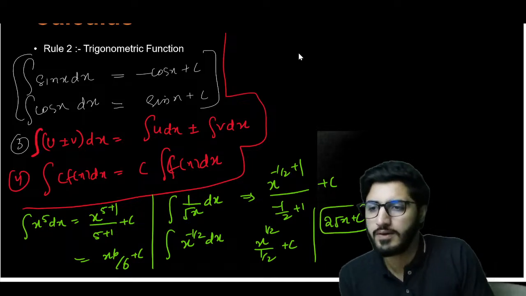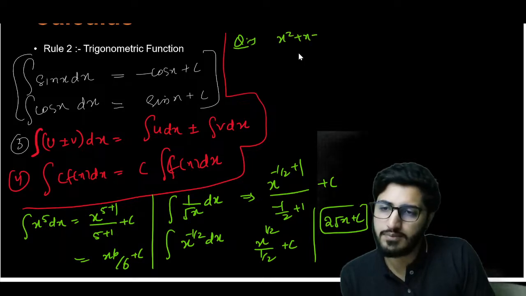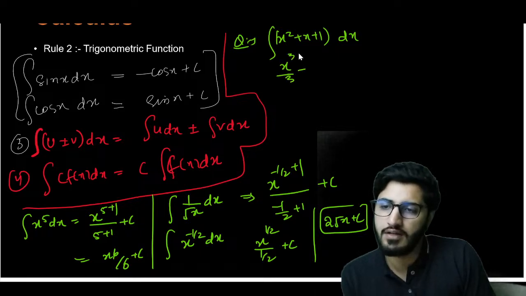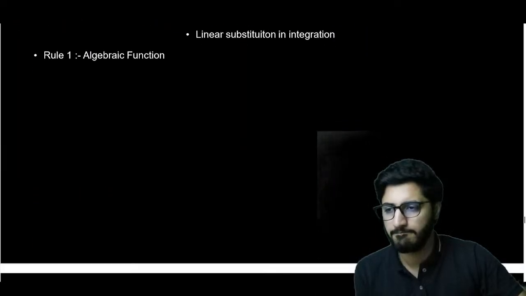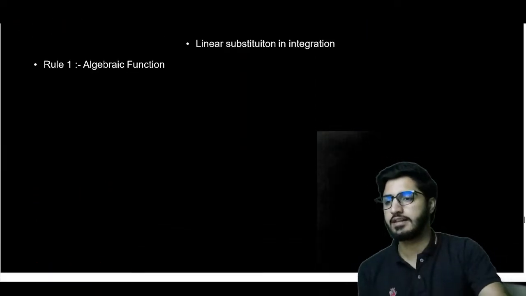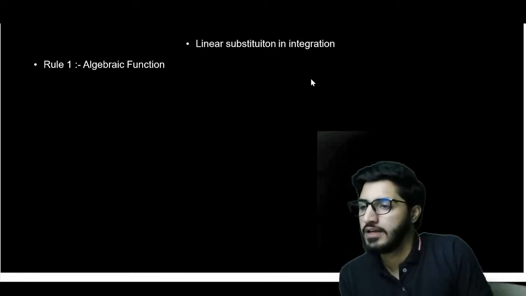Clear? One more: if we are having x square plus x plus 1, integration of this function, so x square will become x cube by 3, x will become x square by 2, 1 becomes x. Clear? Now we are having linear substitution in integration, very important.